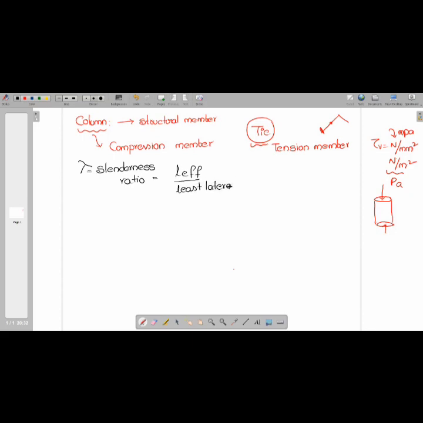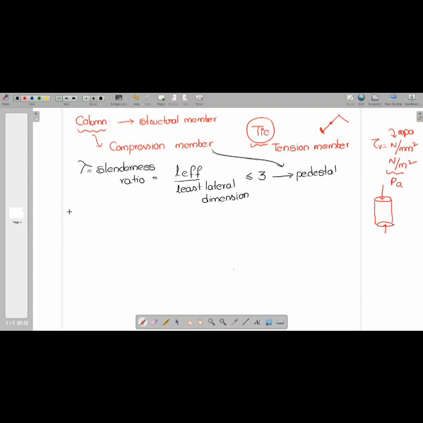If effective length upon least lateral dimension is less than or equal to 3, then it is said to be a pedestal. My dear students, a pedestal is also a compression member. If anyone asks you what is a pedestal, a pedestal is also a compression member.